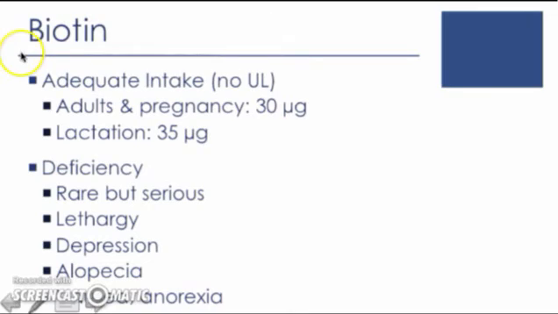Next, we'll discuss the adequate intake level of biotin. So notice that this is not an RDA. We have the AI intake level for biotin. For adults and also in pregnancy, the AI level is 30 micrograms, so it's actually a very small amount that is needed daily. It's a little bit higher in lactation. So deficiency is rare, but it can be serious, leading to lethargy, depression, alopecia, which is hair loss, nausea, and anorexia. So this is not common, but it could pose some serious risks.